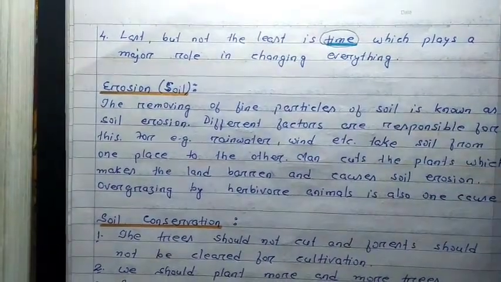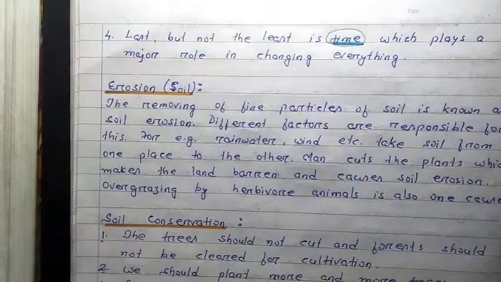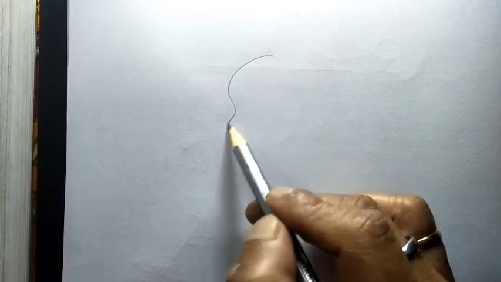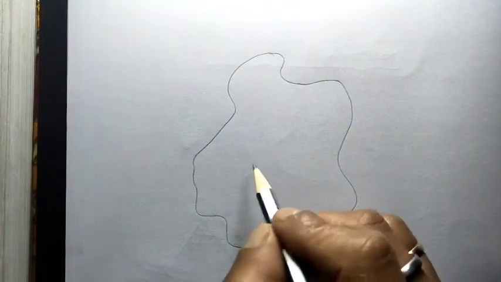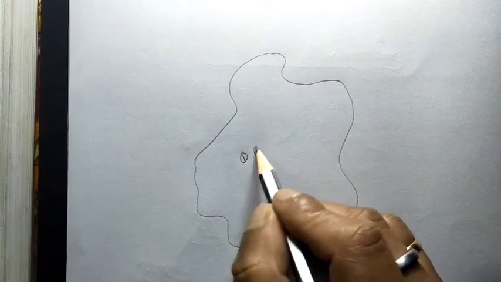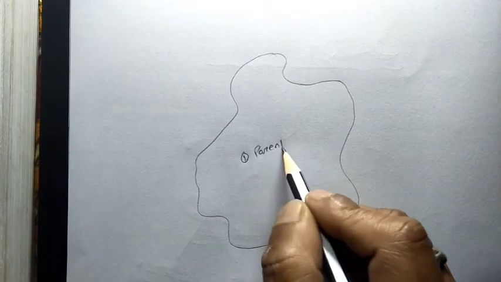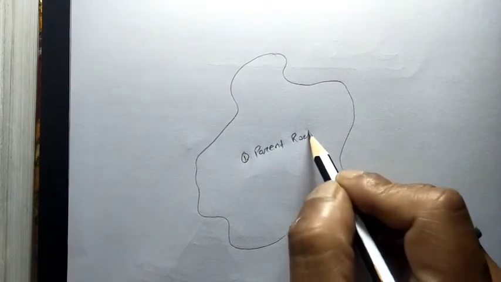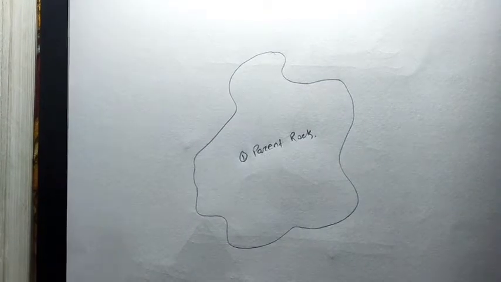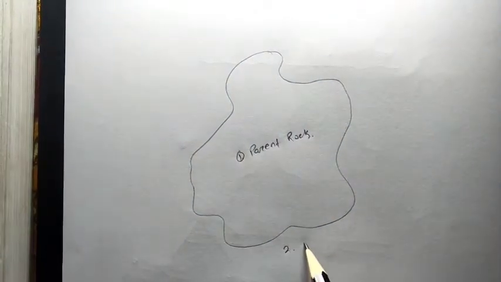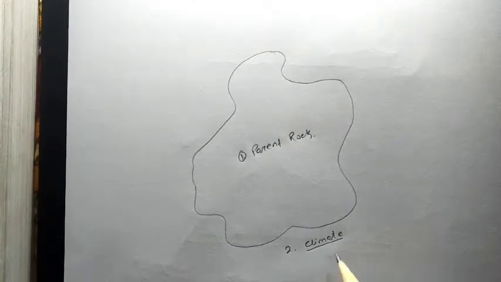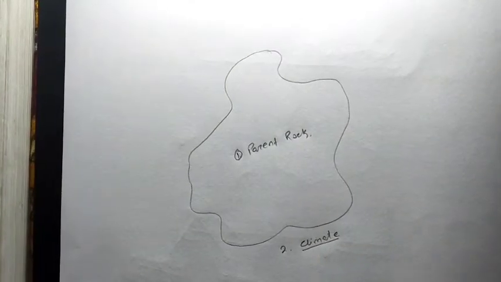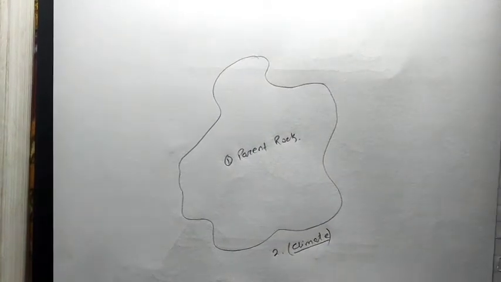Let me show you with the help of a picture how generally soil is formed. Just think this is a piece of rock. As I already told you, the first factor for the formation of soil is parent rock. The second factor was climate. Climate means temperature, pressure, wind. All this comes under climate.